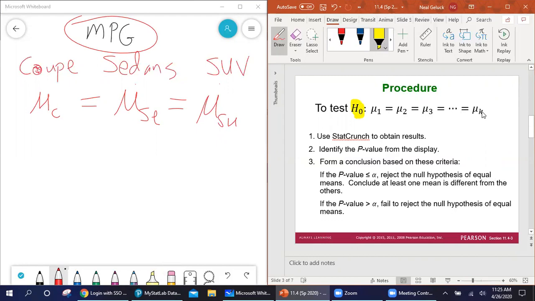We're basically going to use StatCrunch, and I'll show you in just a sec how to do that. We'll look for the p-value, and then if the p is low, the null must go. Same stuff we've been doing. If p is below alpha, reject. If p is bigger than alpha, fail to reject. And again, the null is equal means, that they are the same.